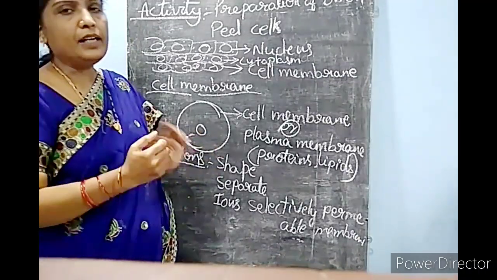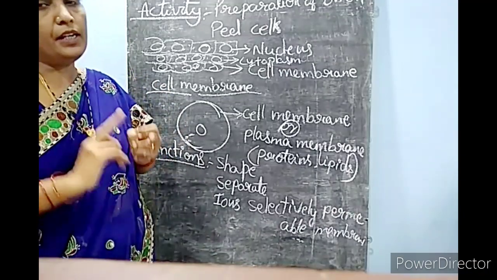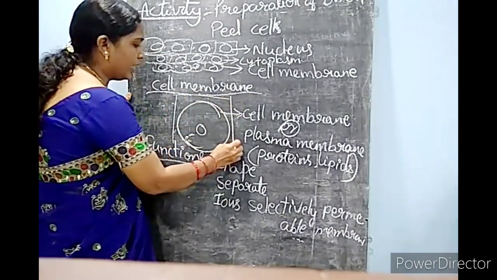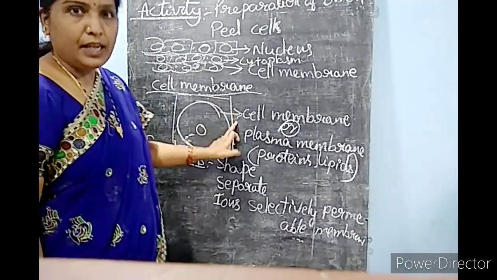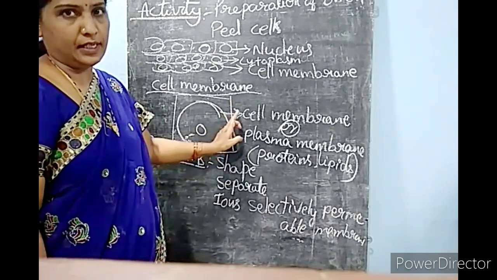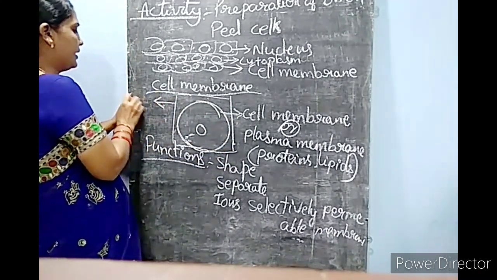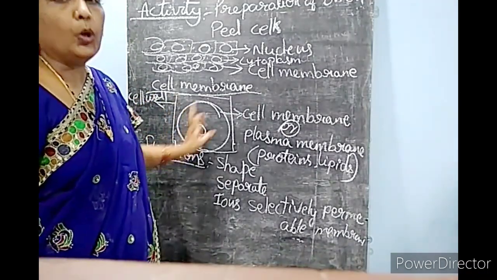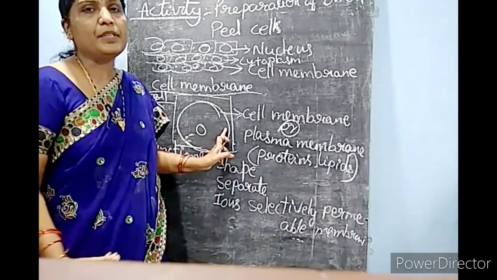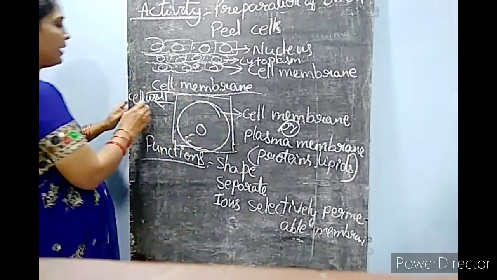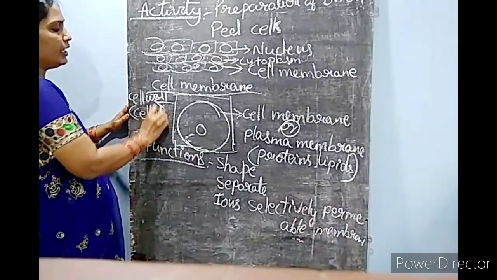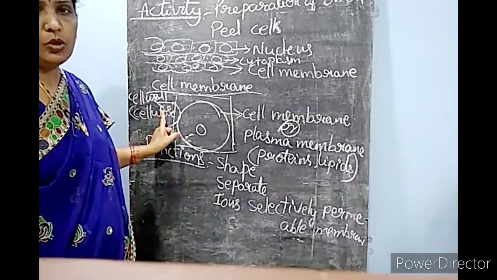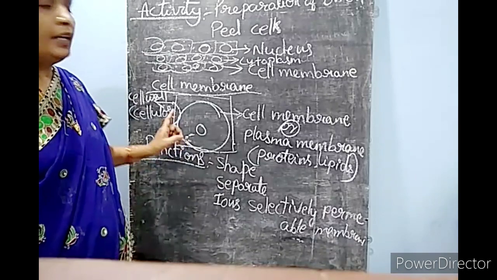Between the animal cell and the plant cell, there is one main difference: above the plasma membrane, another rigid, tough layer is present only in plant cells. This layer is known as the cell wall. The cell wall is present only in plant cells. It is absent in animal cells. The cell wall is made up of a material known as cellulose.